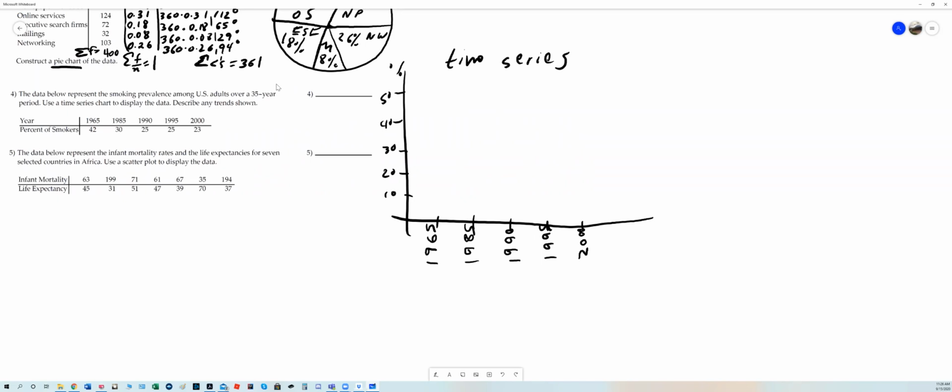Okay, so what do I do now? 1965 has how much? 42%. And then the next one is 30%, right? Yep. And then the next one? 25. This is a little bit low, but whatever. 25. And the next one? 25. And then the last one? 23.